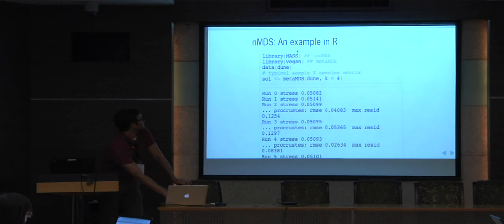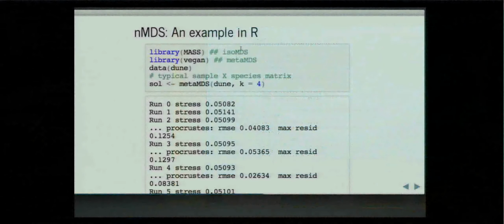The MASS library holds this function called isoMDS, and metaMDS, the one that I was just talking about, actually uses isoMDS as a function within it. And a lot of the R functions actually include data sets within them. So here, this vegan package actually has this ecological data set called dune. And that's a really common way to test out a new function, is to use the included information. So this is a sample from a run that I did.